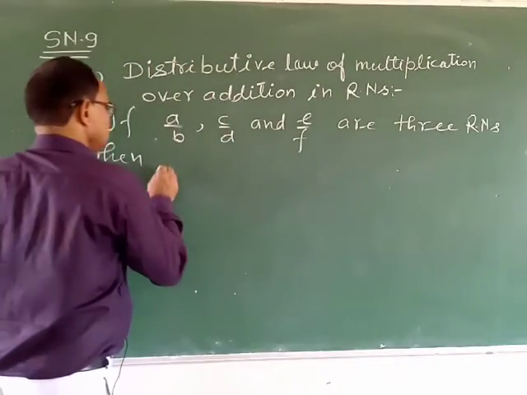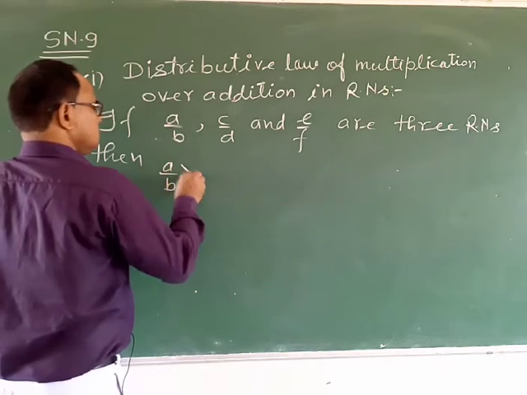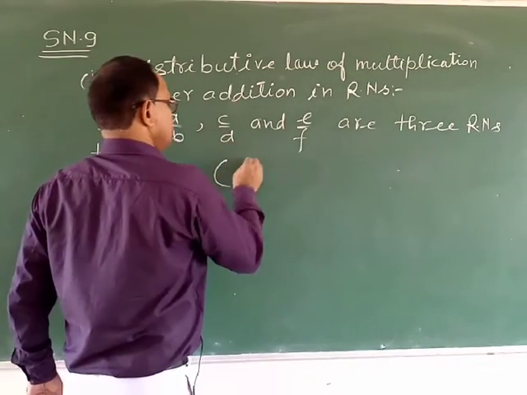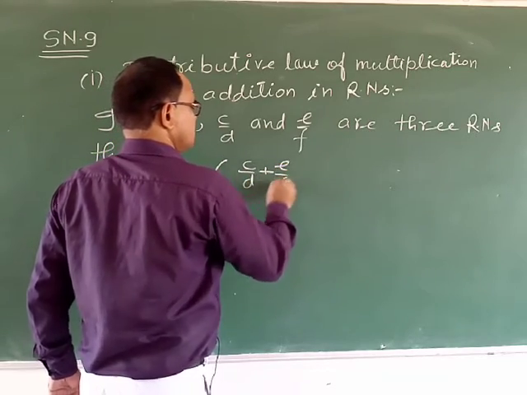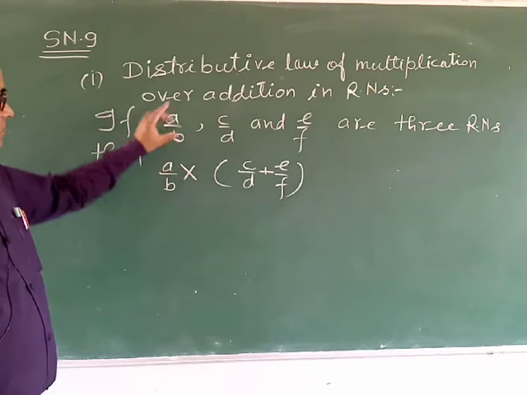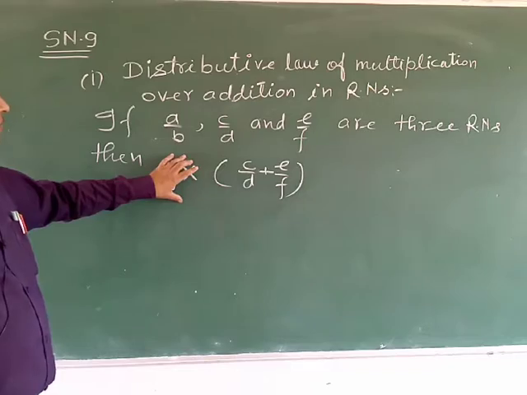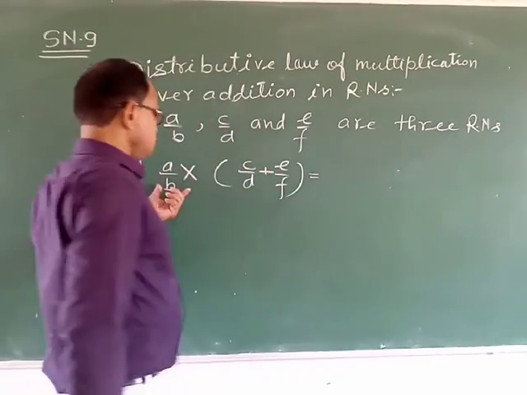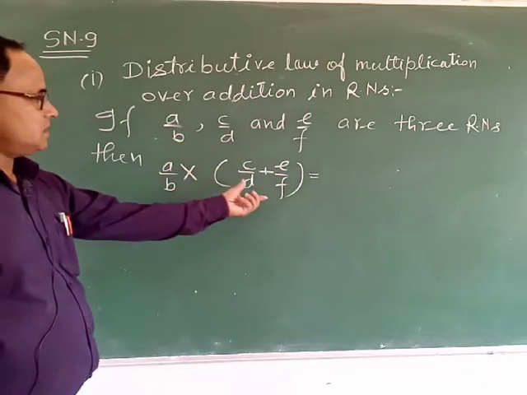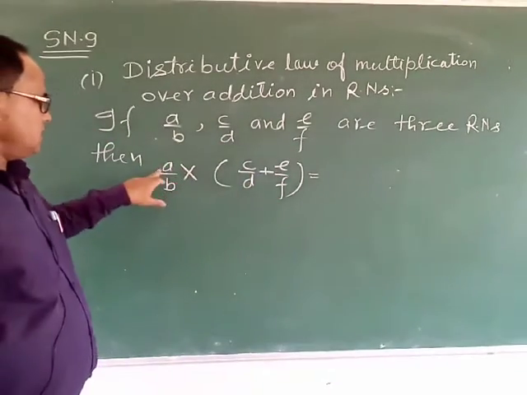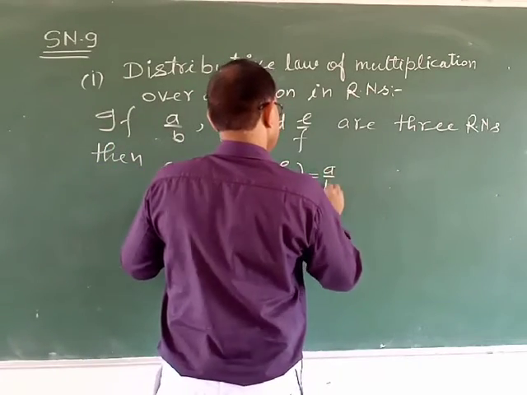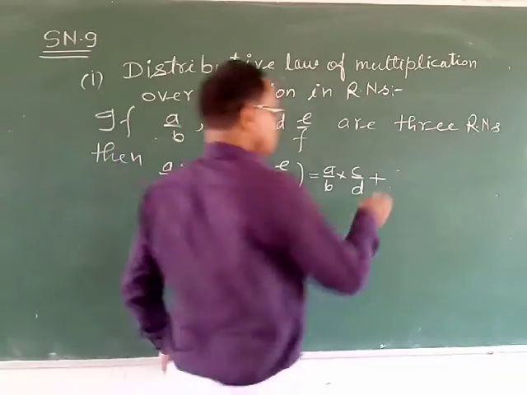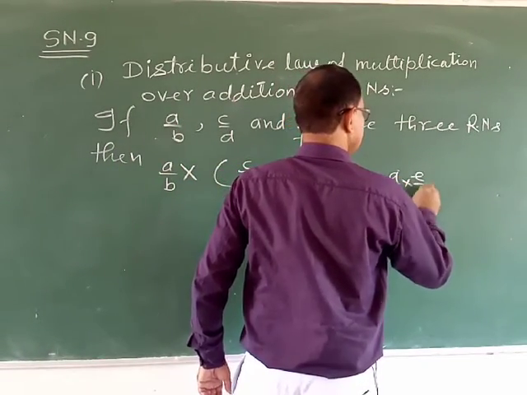Okay, then look here. A by B multiplication over addition of C by D plus E by F. Then A by B multiplied over the sum of C by D plus E by F is also written as A by B multiplied in the first term, C by D, and A by B multiplied in the second term, E by F.